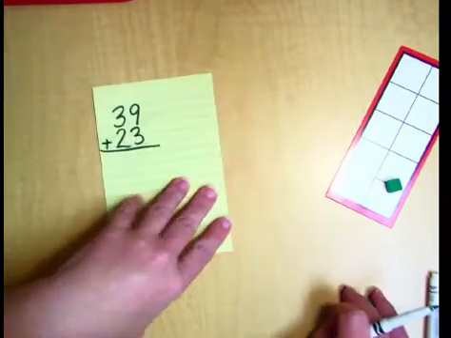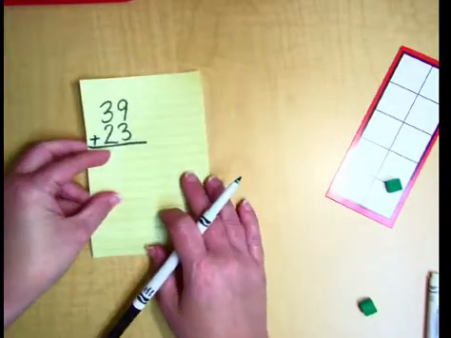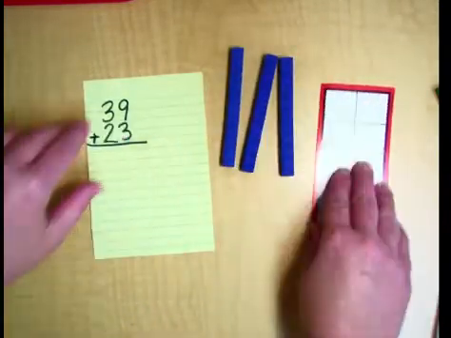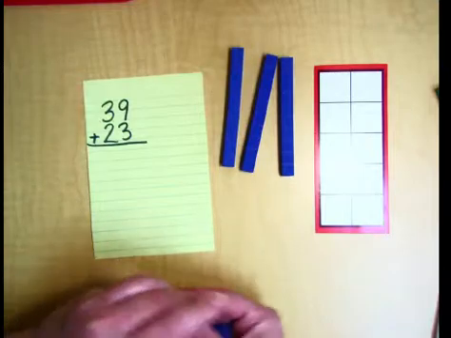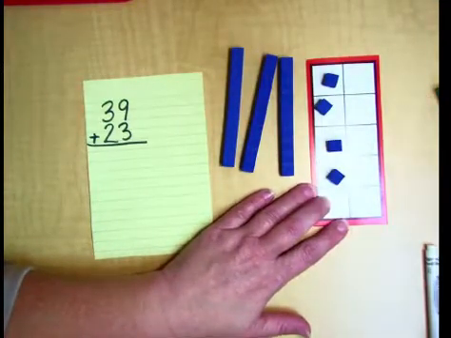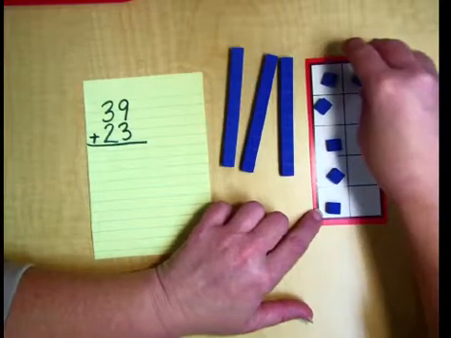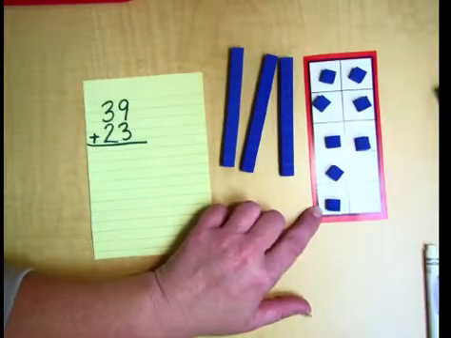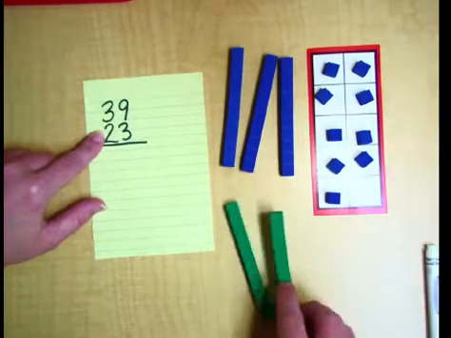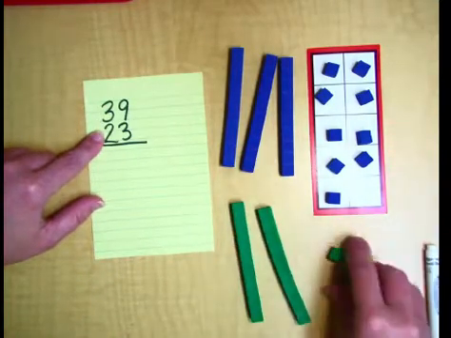39 plus 23. Gonna model that. Gonna need 3 10s there. Then we're gonna need 9 1s. Gonna almost fill up this 10 frame. It's not gonna take much to fill it up, is it? And let's see, there's 39. And now we've got to get 23, so 2 10s and our 3 1s.